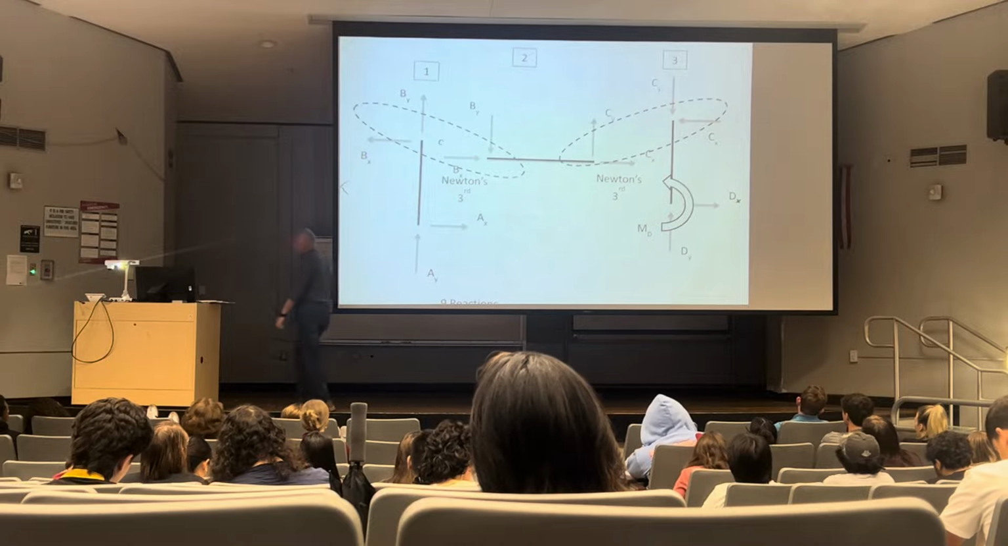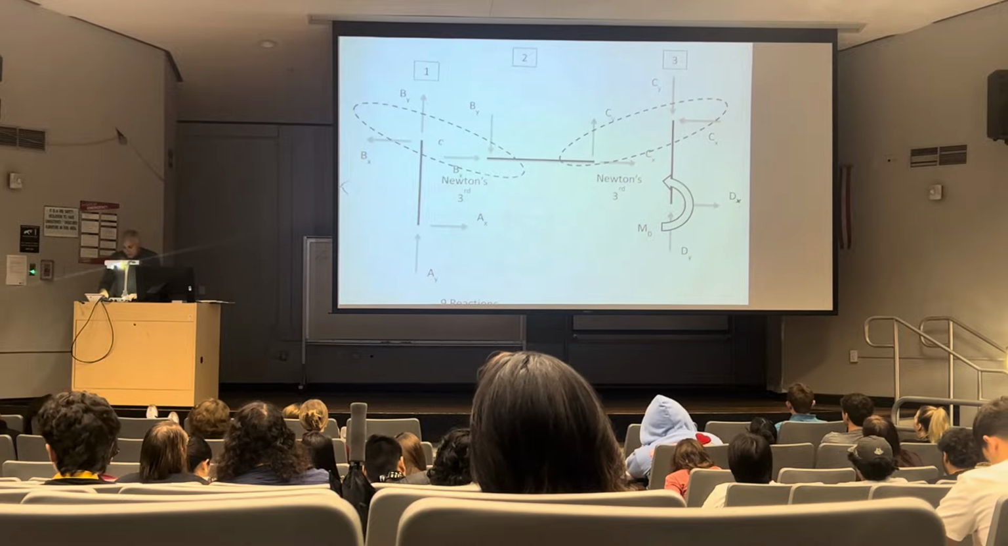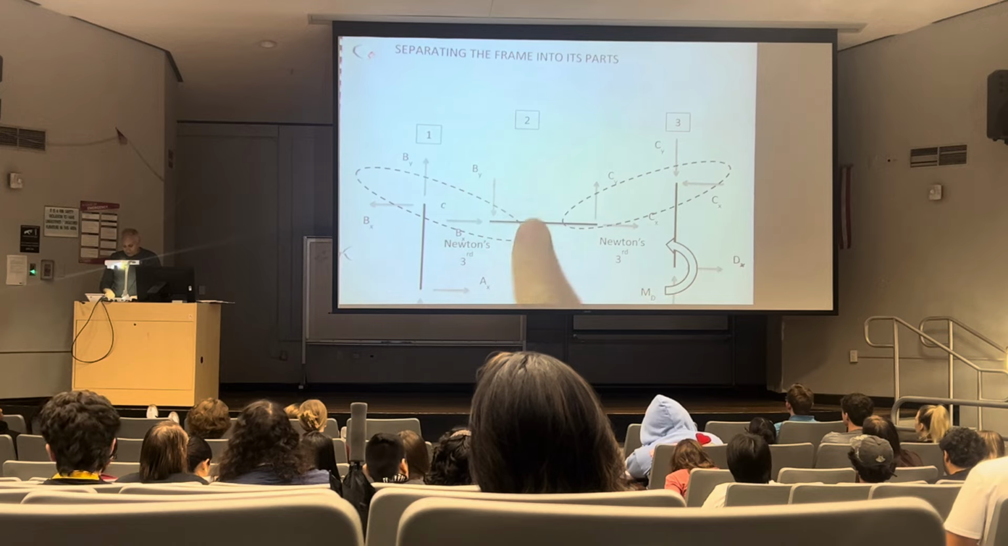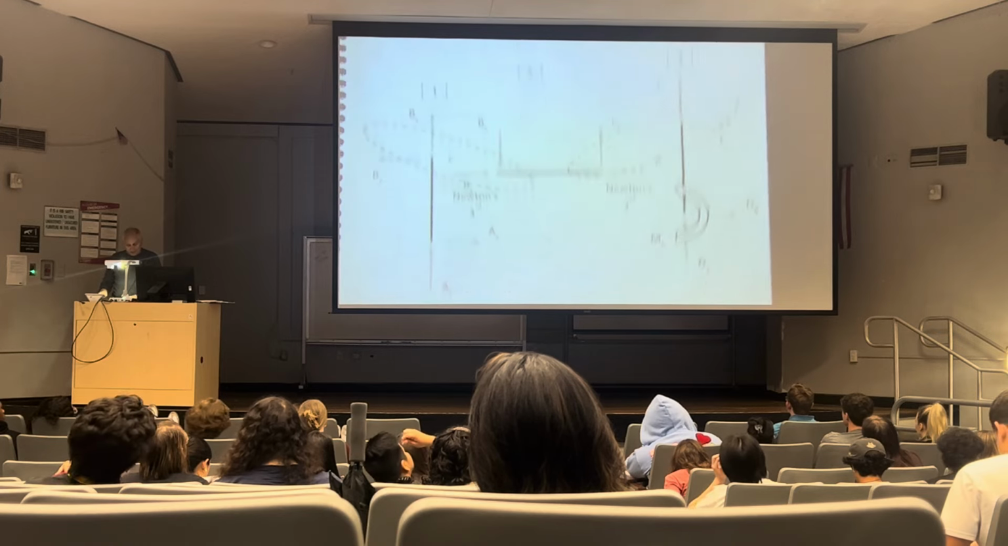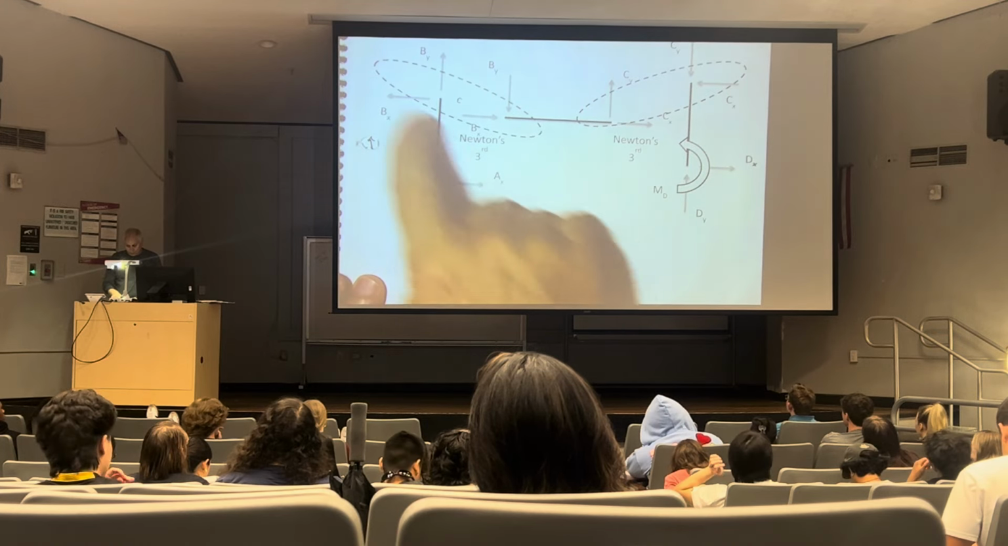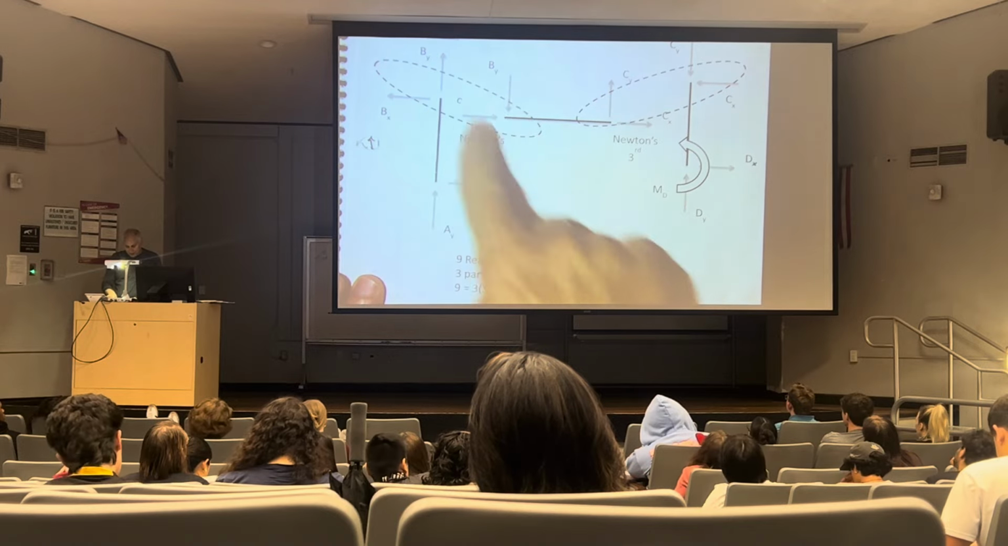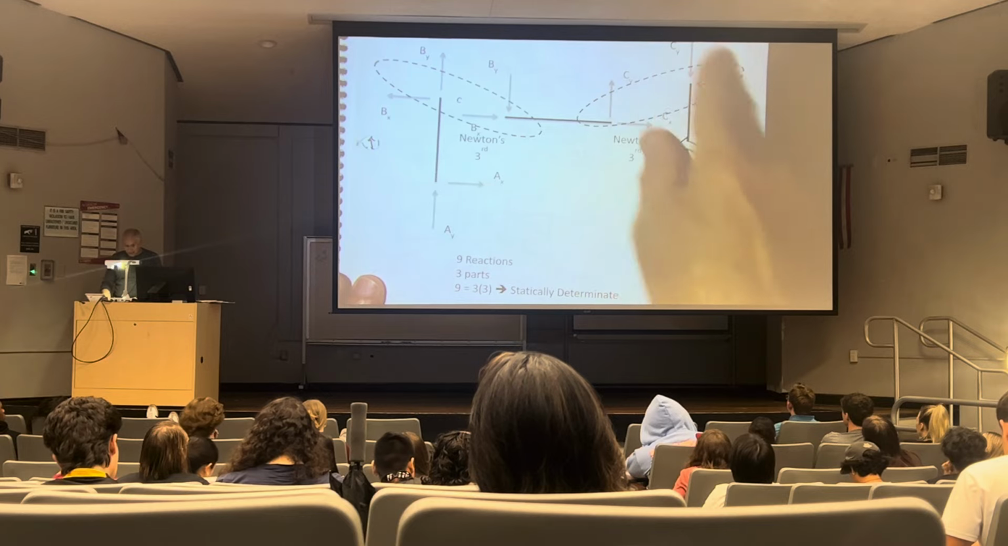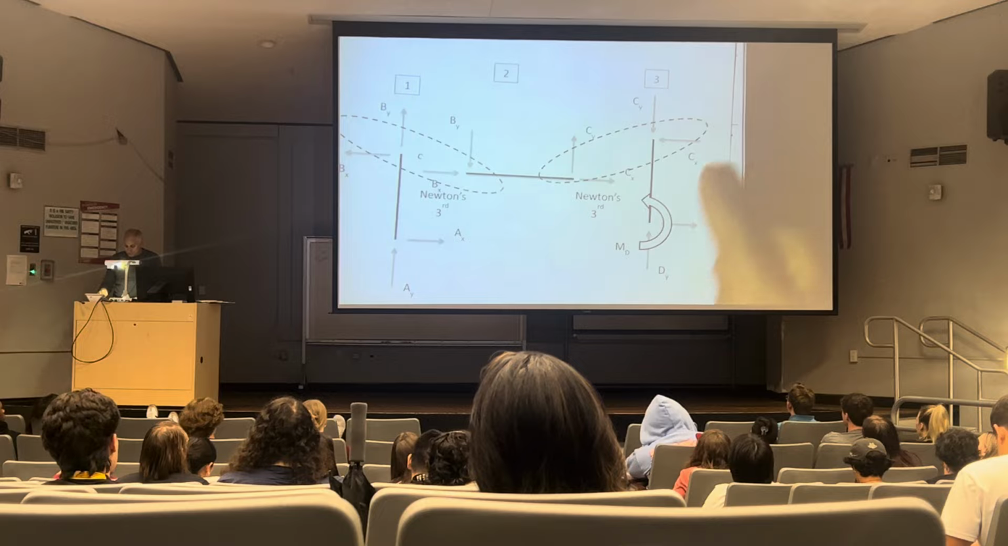So if you look real closely, how many parts do I have? 1, 2, 3. How many reactions do I have? 1, 2, 3, 4. Counted already. 5, 6. Counted already. 7, 8, 9.